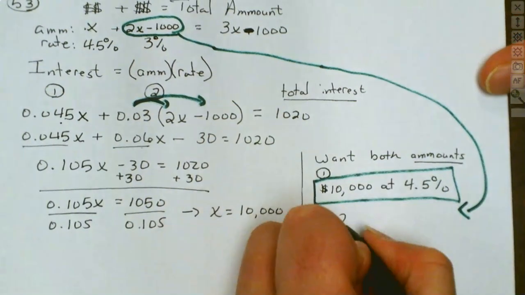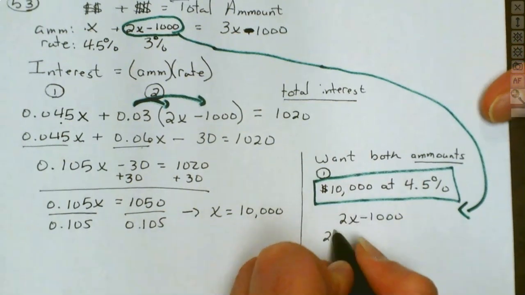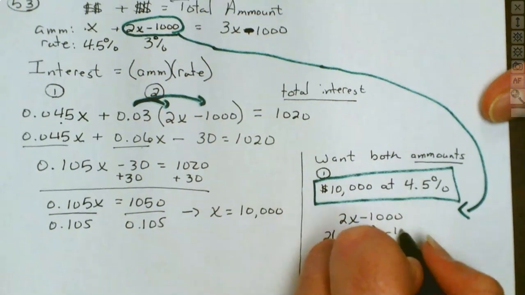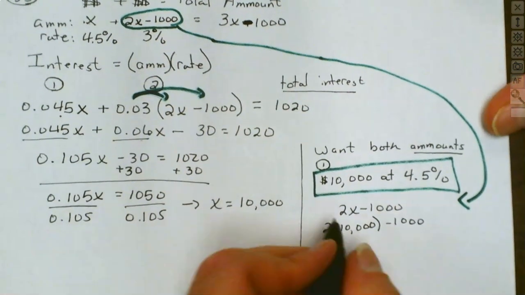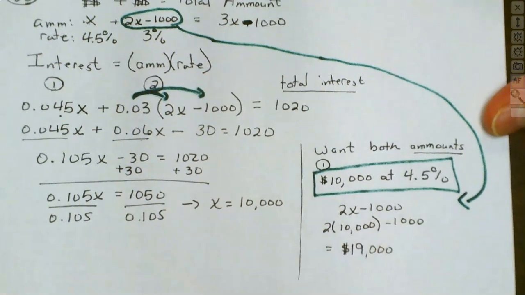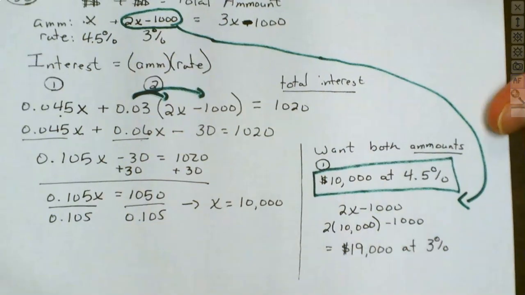And what goes in that amount? 2x minus 1,000. So that's 2 times that 10,000 minus 1,000. That gives you then 19,000. So we also need to invest $19,000 at 3%.